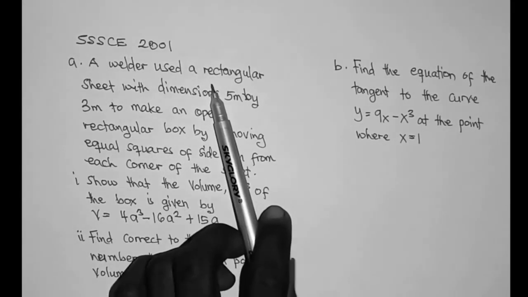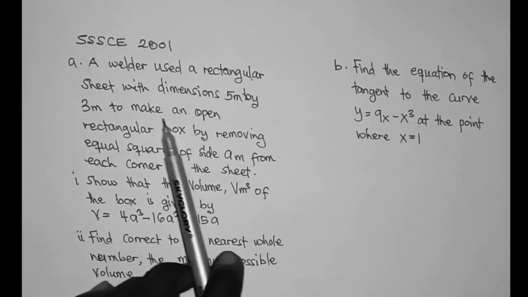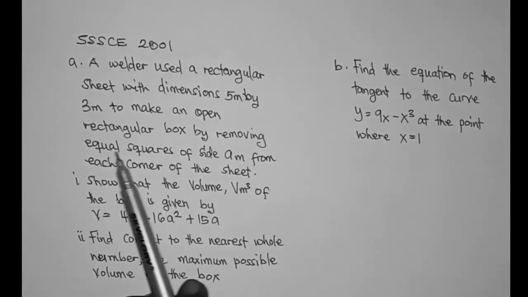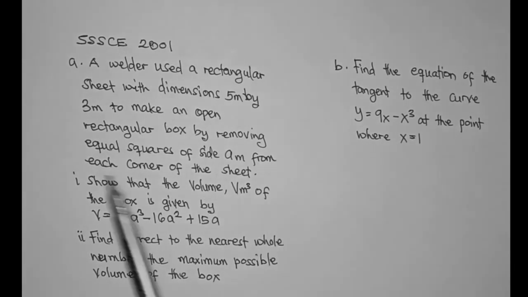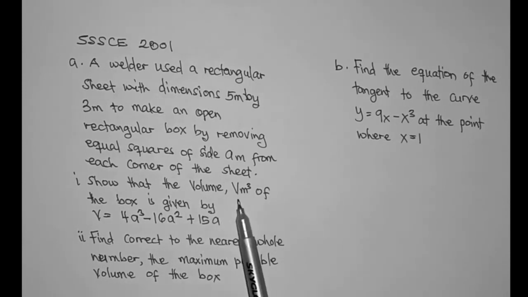A welder used a rectangular sheet with dimensions 5 meters by 3 meters to make an open rectangular box by removing equal squares of side A meters from each corner of the sheet. Show that the volume V in meter cube of the box is given by V equals 4A cubed minus 16A squared plus 15A.